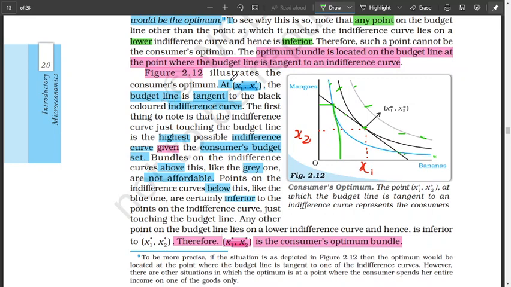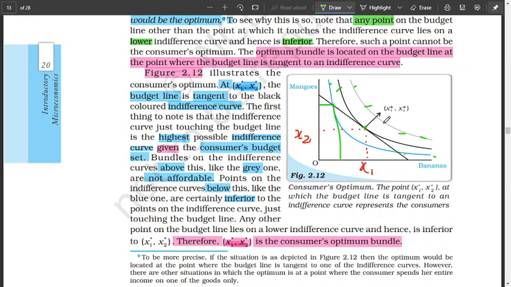So let's look at the figure. Although we have done that, at x1 star, x2 star, these are the bundles. The budget line, this black bold line, is tangent to the black indifference curve that is achievable. The first thing to note is that the indifference curve just touching the budget line is the highest possible indifference curve given the consumer's budget set. You can consume any point on the line, you can consume here, but this gives him the highest possible combination.